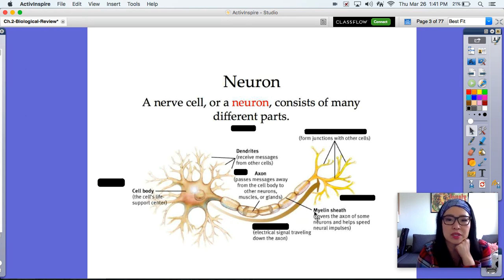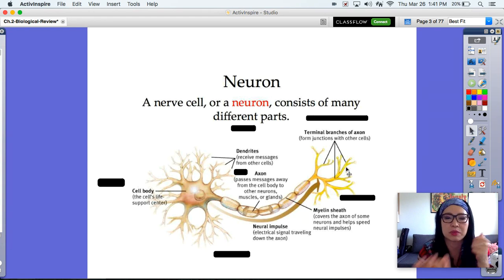You're going to remember that because M is for marshmallows and for myelin. And then this whole process is called a neural impulse or an action potential. And then these little feet things are called terminal branches, synaptic terminals, and then the gap between one terminal button to the next dendrite is going to be called the synaptic gap.